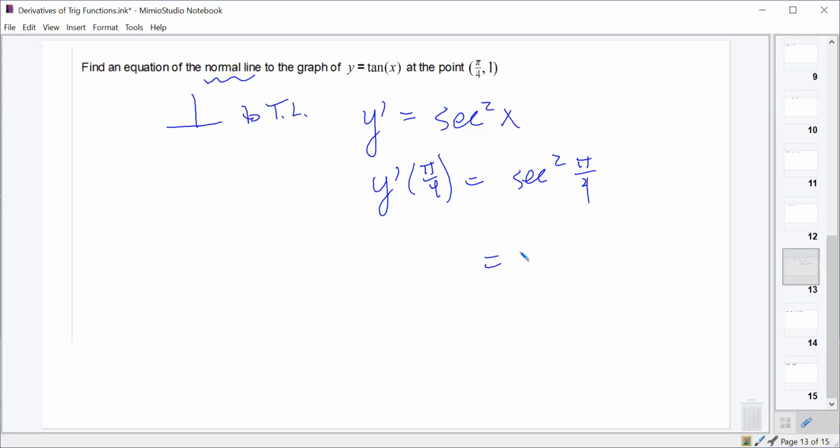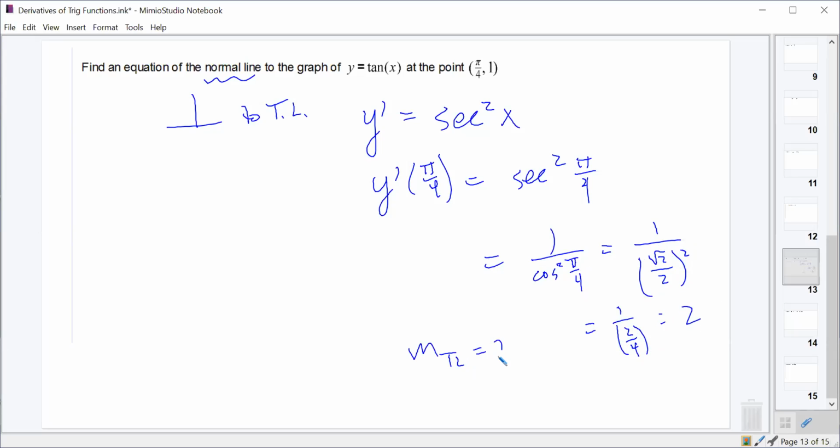All right, this is the part where you tell me what the cosine of pi over 4 is. Root 2 over 2, right? Correct. So this is 1 over root 2 over 2 squared. Root 2 over 2, if we square it, is 2/4, right? So this is 1 divided by 2/4, which you just take the reciprocal of, 4/2, which is 2.